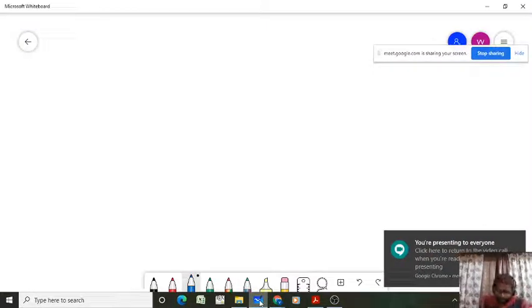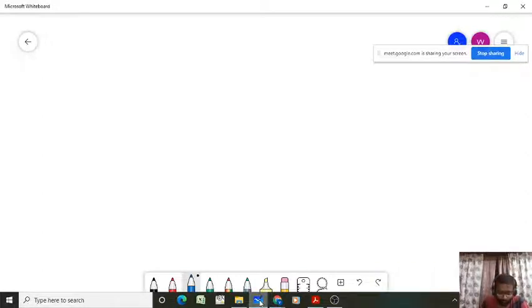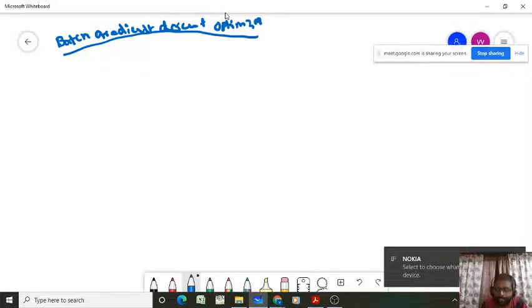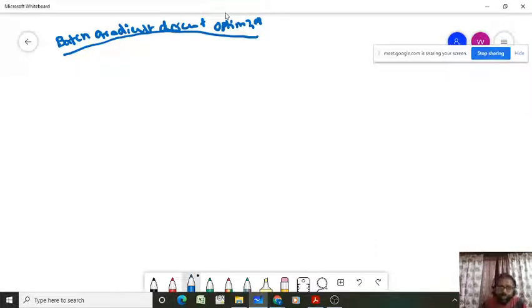Fine. In yesterday's class, we discussed learning of the simple linear regression model using the stochastic gradient descent optimization technique. Today we are going to discuss the batch gradient descent optimizer, and how the batch gradient descent optimizer will help the simple linear regression model to learn some information or to update its model parameters based on the available data.